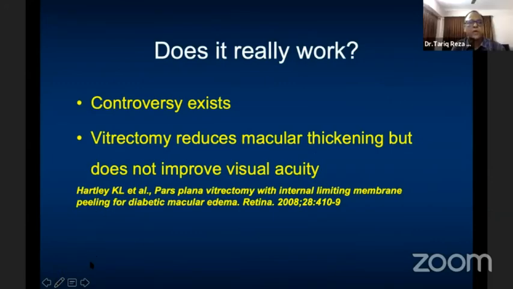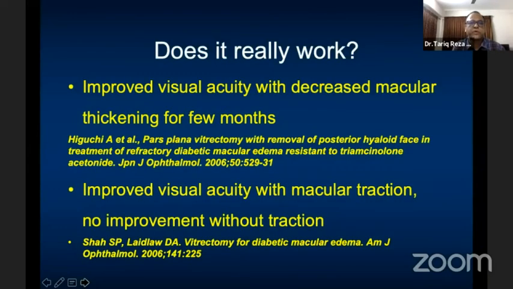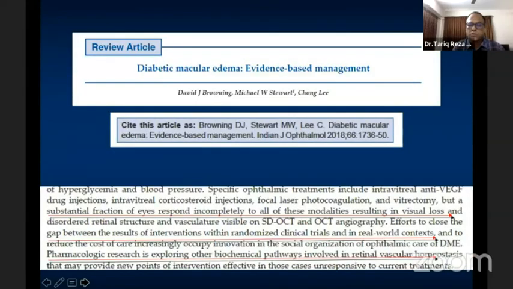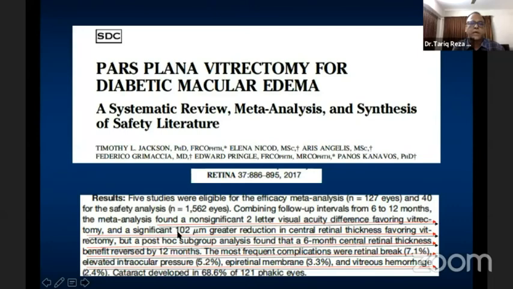Controversy exists. Vitrectomy reduces macular thickening, but does not improve visual acuity. Visual acuity improved with decreased macular thickening for a few months. Somebody reported improved visual acuity with macular traction, but no improvement without traction. This review article tells that though there is a 2-letter visual acuity difference favoring vitrectomy, after 12 months the central retinal thickness benefit actually reversed.